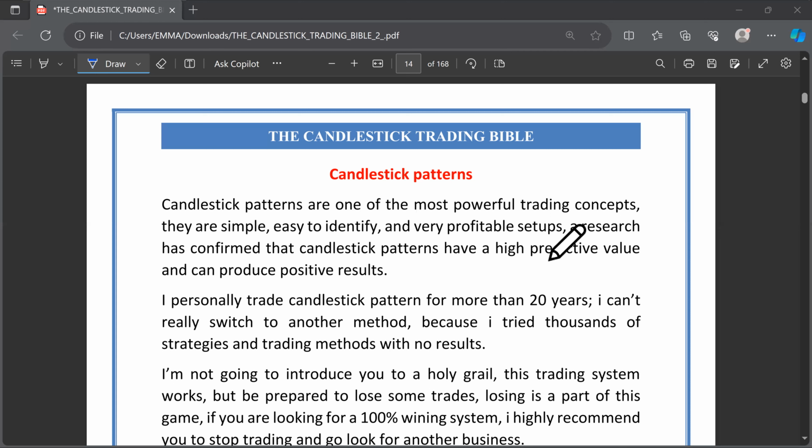Now, candlestick patterns are the language of the market, right? We have seen that already. They are the language of the market. Imagine you are living in a foreign country and you don't speak the language, right? How will you be able to communicate? It's going to be like hell, right?